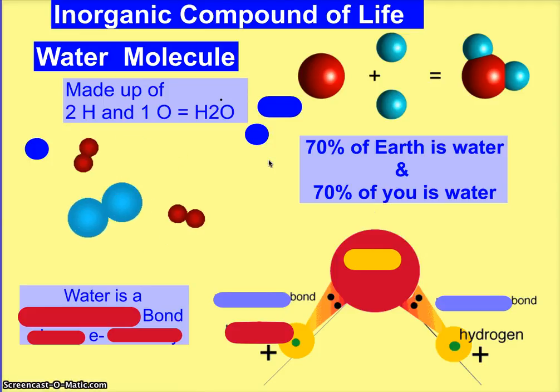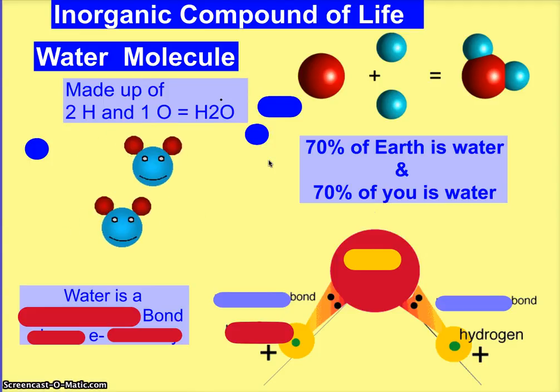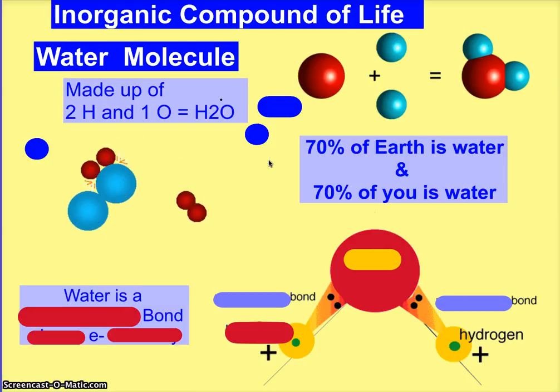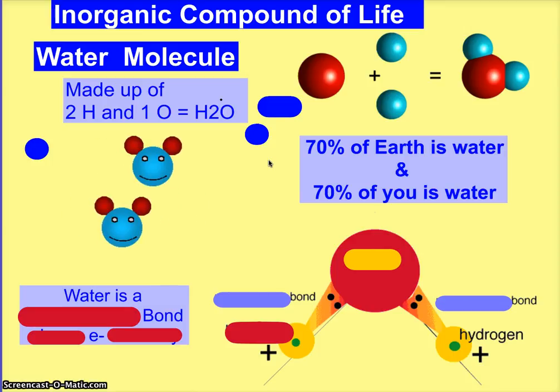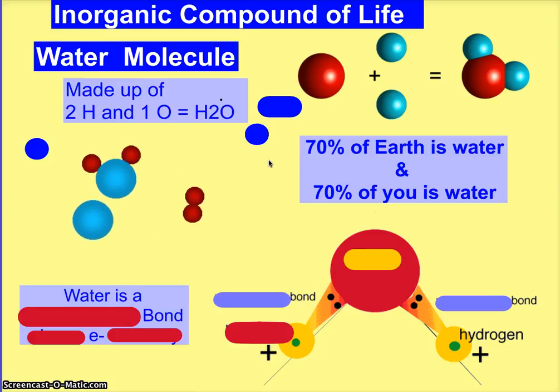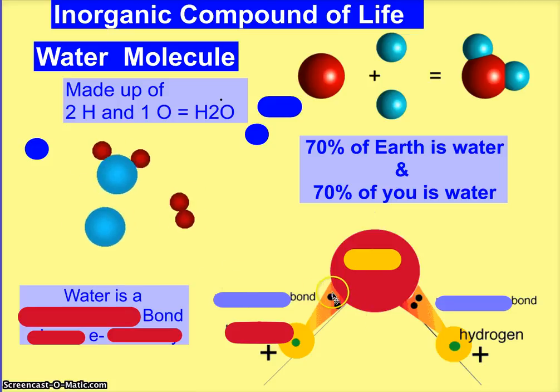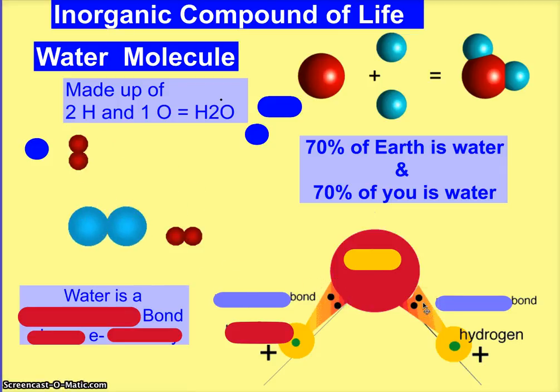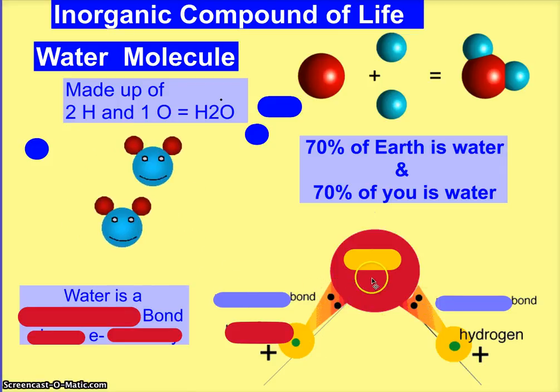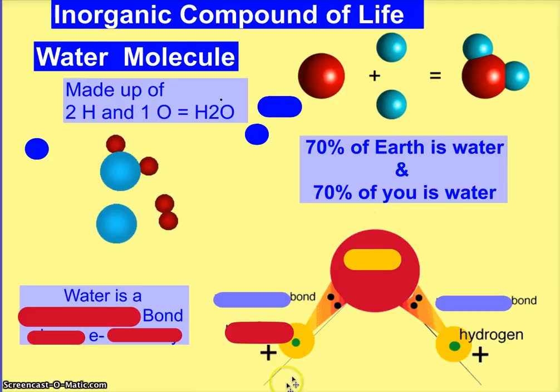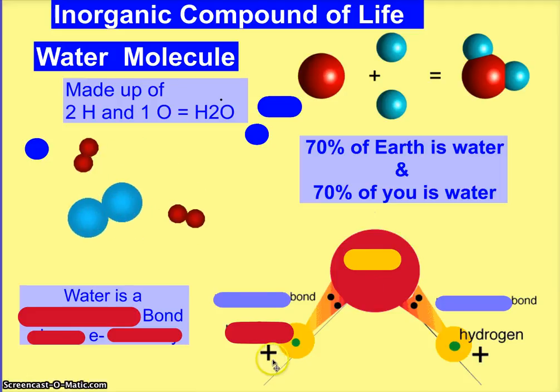Have you ever thought of this? 70% of Earth is water and 70% of you is water. You're balanced with your environment because your body is trying to maintain a balance with its external environment, just like your cells do, and we're going to learn about that. All organisms do. Now, hydrogen shares electrons with oxygen, but notice what's happening here, right?